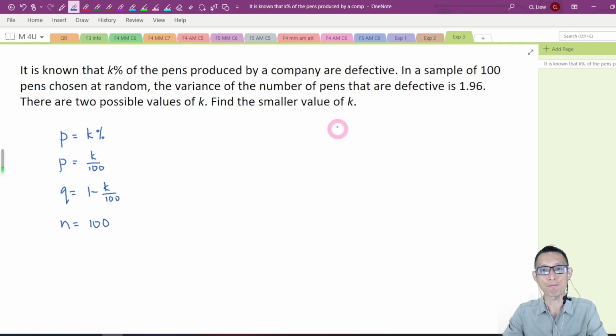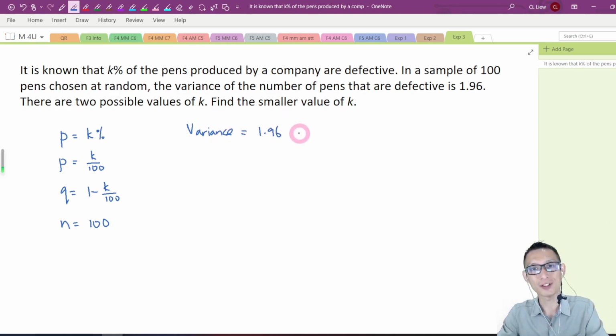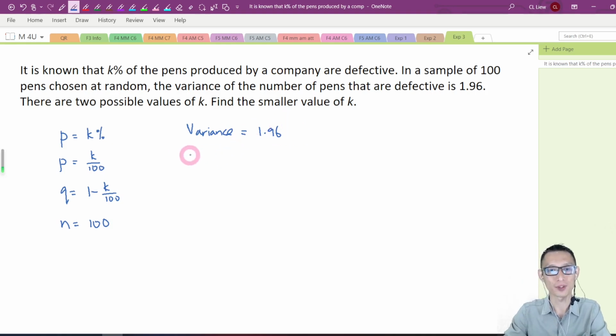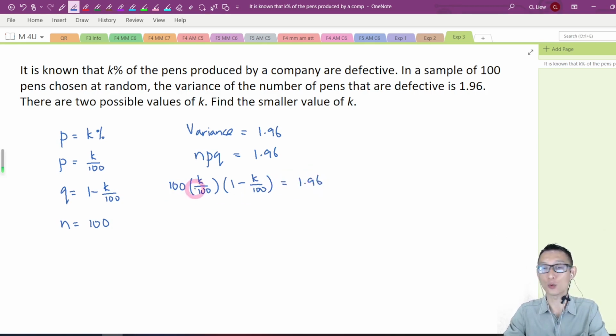Okay, so given by the question, variance is equal to 1.96. Still remember the formula for variance, npq, right? Let me write the formula first. npq is equal to 1.96. n is equal to 100. p is equal to K over 100. q is equal to 1 minus K over 100. Now we have an equation here. What do we need to do next just to find the value of K? So we should be able to get two values of K, and the question asks for the smaller value of K.